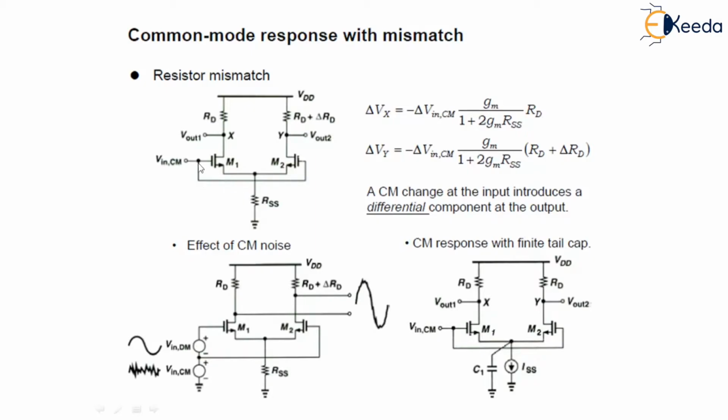You can see here that the input is applied at the gate and the output is taken from the drain terminal. M1 and M2 both act as source followers, and they raise the voltage VP by del VP, which is equal to RSS over RSS plus 1 upon 2 gm, applying the Thevenin rule, times del Vin,CM.